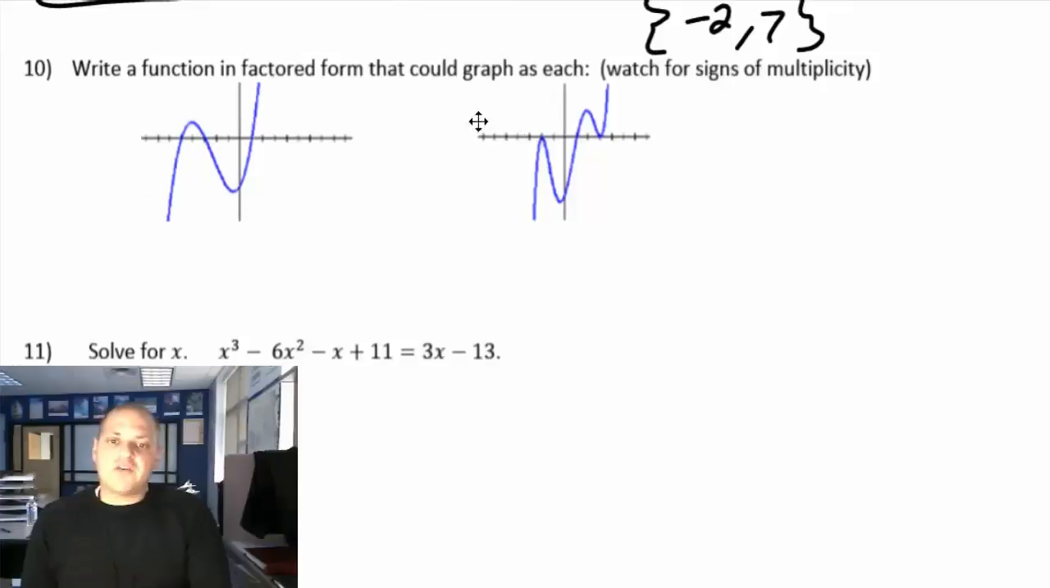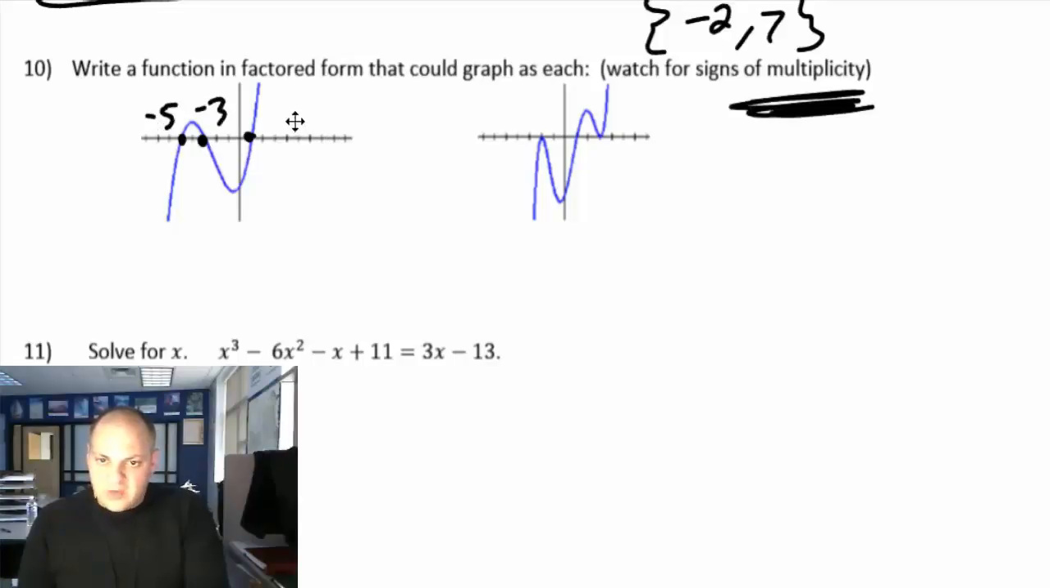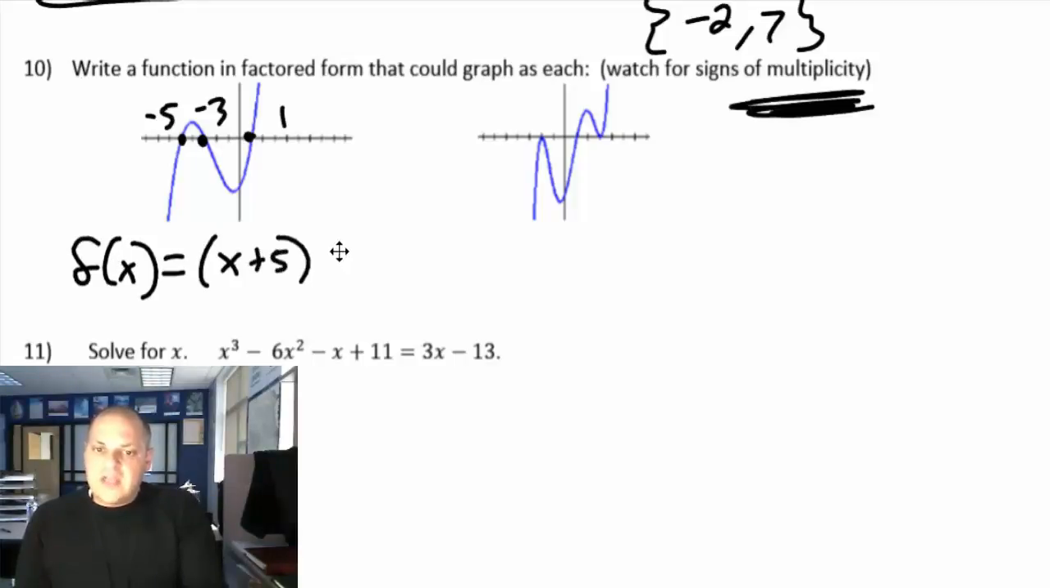Write a function in factored form that could create each. All right, well, watch for signs of multiplicity. That's the bounce or the wiggle. Bounce is multiplicity of 2, wiggle is multiplicity of 3 or more. So there's no bouncing or wiggling here. This is straightforward. Look for my x-intercepts. Looks like negative 5, negative 3, and 1. So my factors f of x would equal x plus 5, x plus 3, x minus 1.